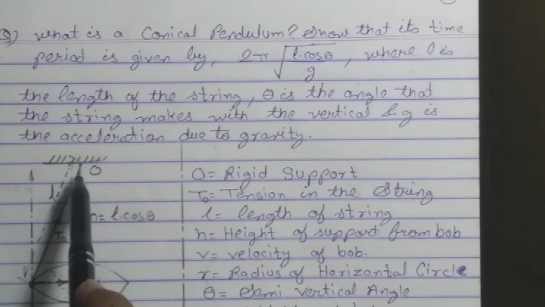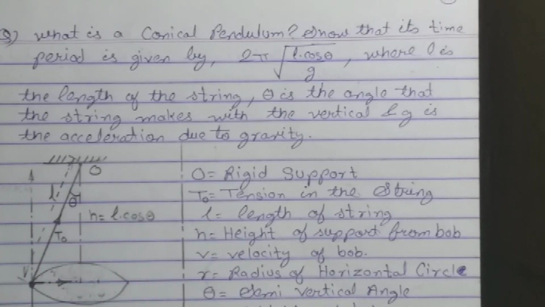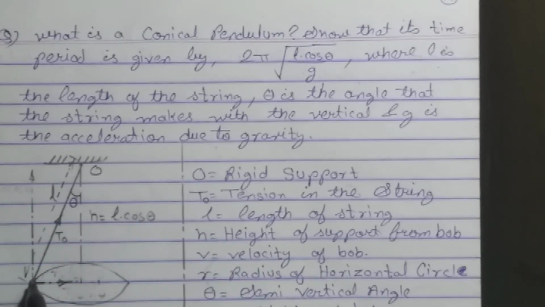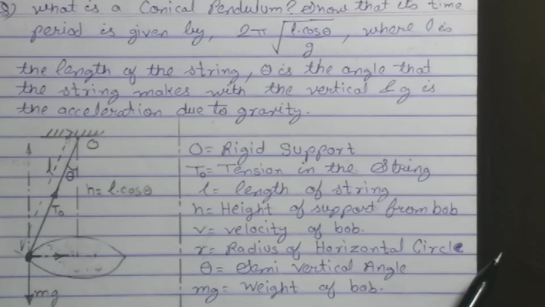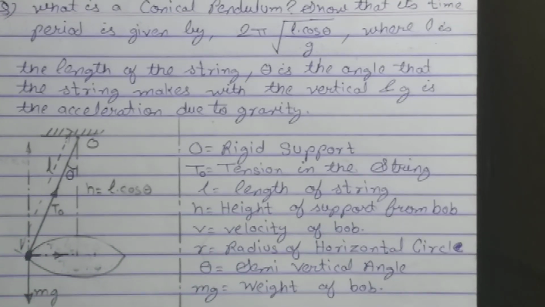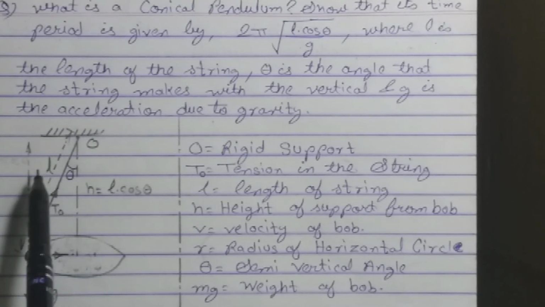Students, we observe here that there is one bob. You can see here, one point mass I attach over here. The mass of that bob is small m. Let us consider m is the small mass of that bob. It is connected to one end of a string, and the length of the string, you can observe over here, is small l.